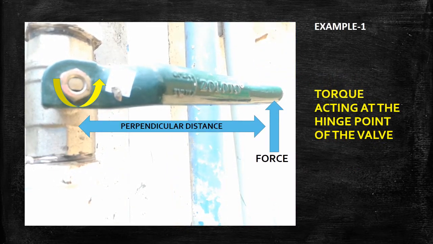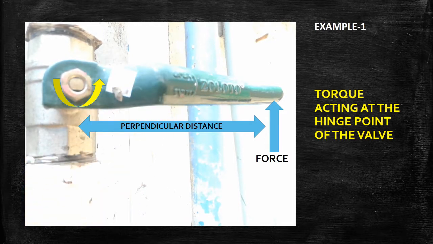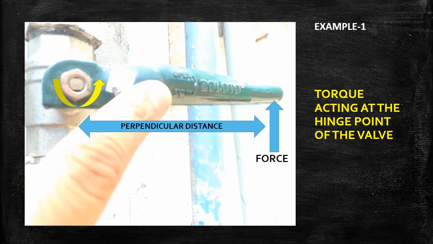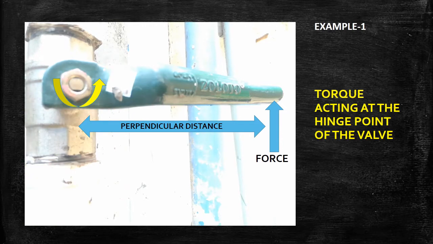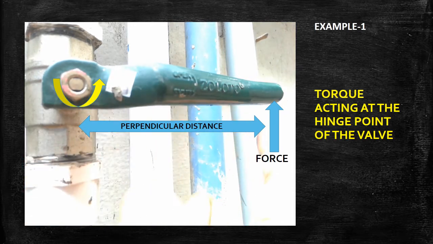Now I am going to explain torque with the help of a known example. You may have seen this kind of valve in pipelines. With the help of the valve, you can either open the passage of water or close it. Here you have to apply the force. This length is important. One end of the rod is fixed here, the other end is free.